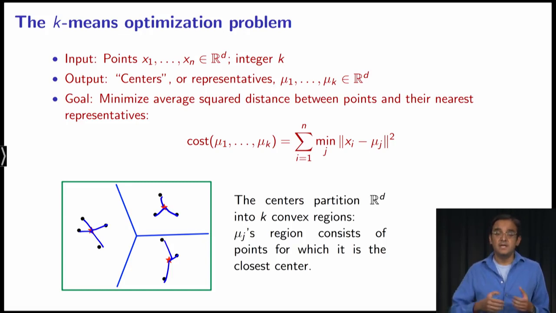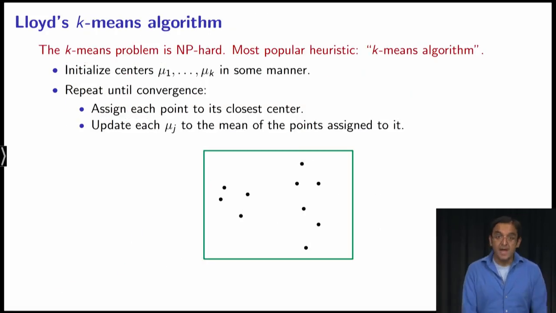This is just stating what we want from the centers, but now we need an algorithm. How do we actually find the centers that minimize this cost function? How do we find the solution to this problem? The bad news is that this problem is NP-hard. What that means in a nutshell is that there's no efficient algorithm that's guaranteed to always yield the optimal solution. So we have to look at heuristics.